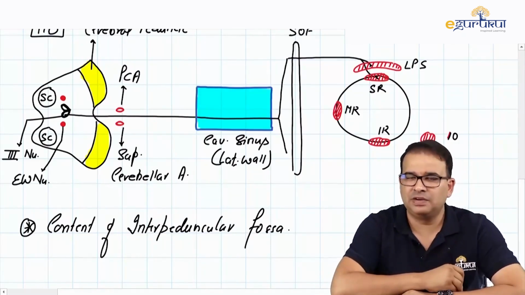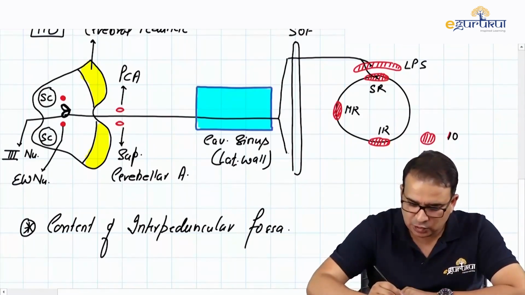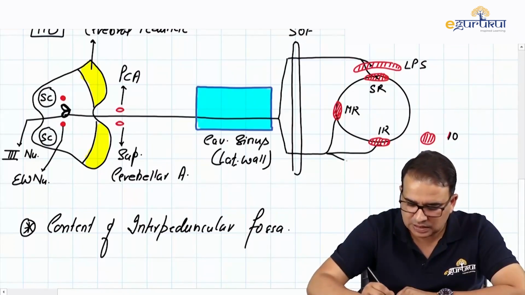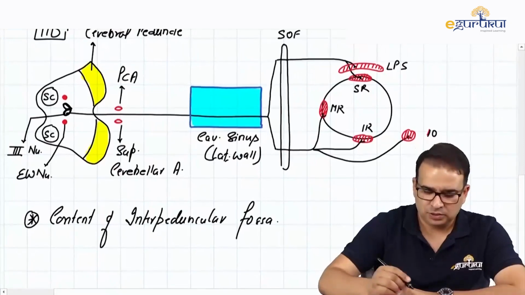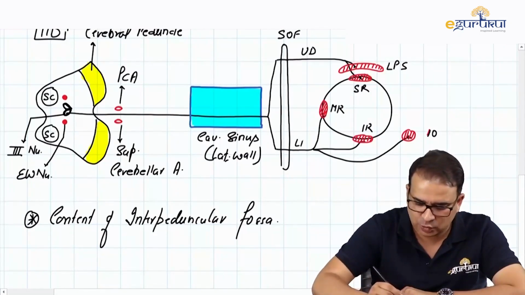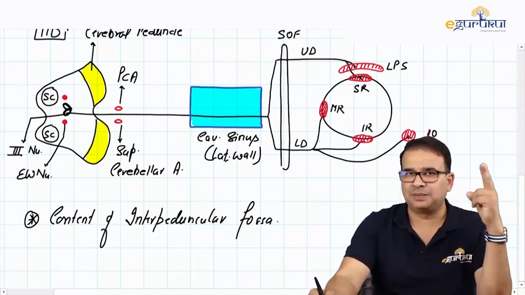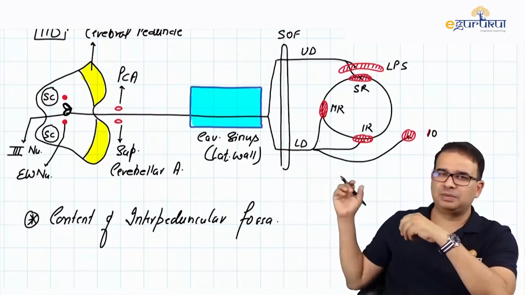It will supply the levator palpebrae superioris and superior rectus. Whereas the lower division will take care of the remaining three muscles. It supplies medial rectus, inferior rectus, and inferior oblique. So let me write, this is UD, that is upper division, and this is LD, that is lower division. Upper division supplies two muscles, superior rectus and LPS, and lower division the remaining three muscles.